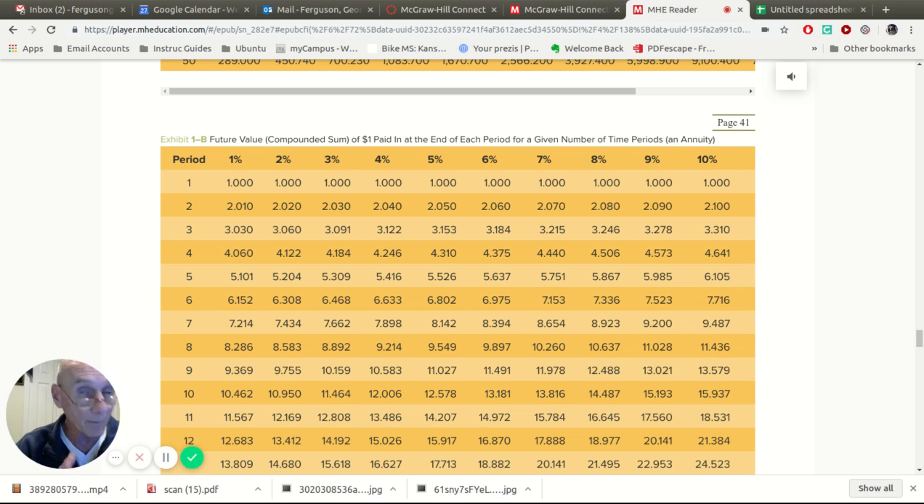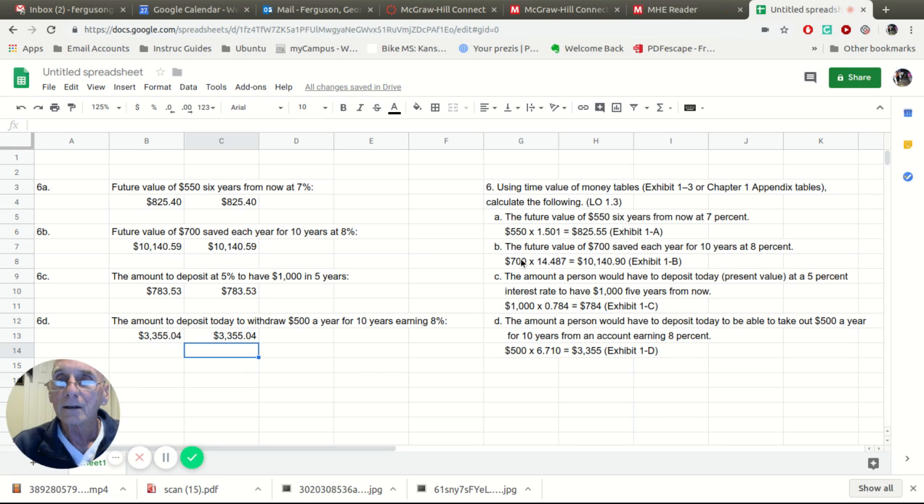In other words, each year I'm going to make a payment. The first one was just, I'm going to make one payment, that's it. How much am I going to have? In this case, I'm going to take $700, put that aside every year. So you're looking at 10 years at 8%. Here's your 8%. Here's your 10 years. Come over here, you get the number 14.487. $700 a year times that 14.487, you get $10,140.